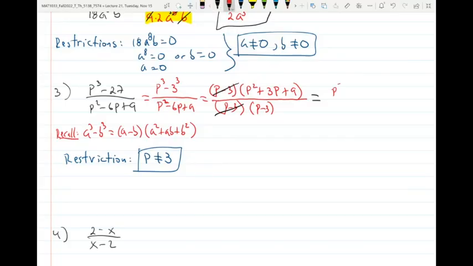All right, so we get (p squared plus 3p plus 9) over (p minus 3), and that's it. This is as far as we go for simplification. On the test, you can be asked for the restrictions. If it asks you for the restrictions, you need to write them down. But typically, we just say simplify, and you simplify.